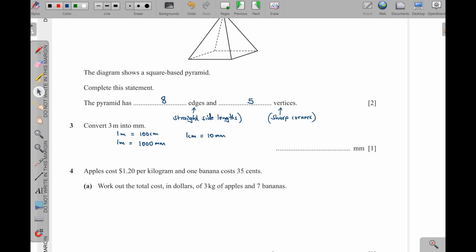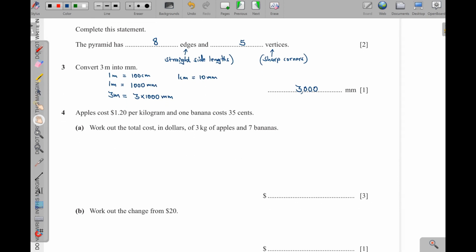Then how about now 3 meters? So 3 meters will be equal to 3 times 1000 millimeters, which becomes 3000. Then question number 4, apples cost $1.2 per kilogram and 1 banana costs 35 cents. And they are saying work out the total cost in dollars of 3 kilograms of apples and 7 bananas.